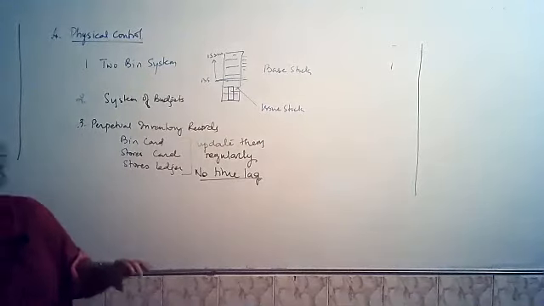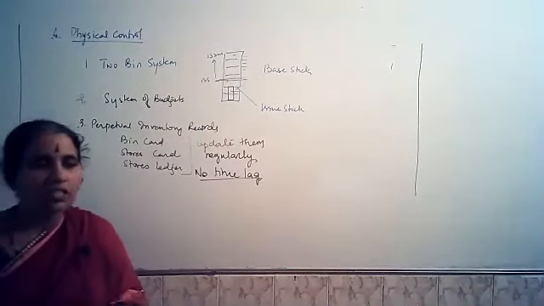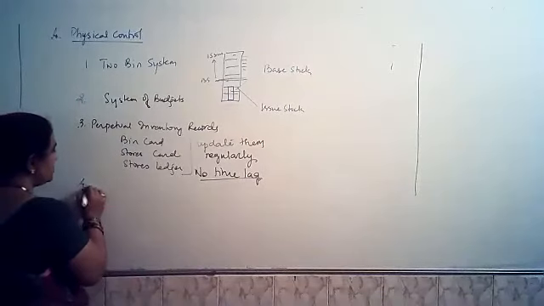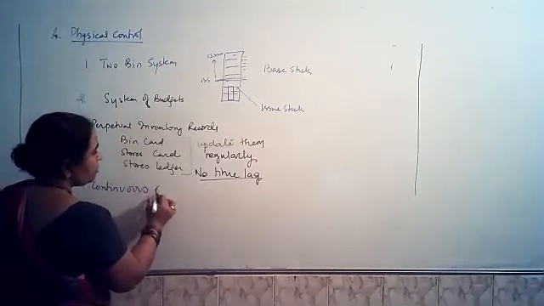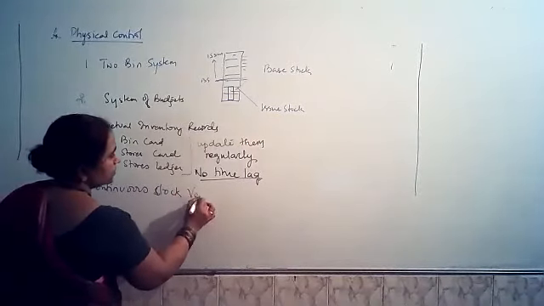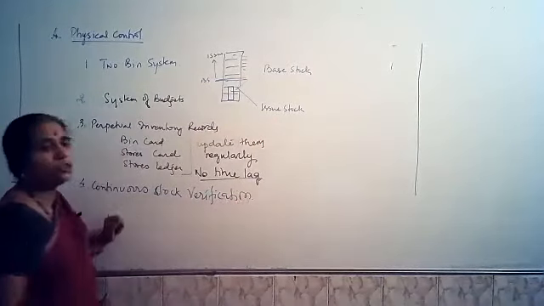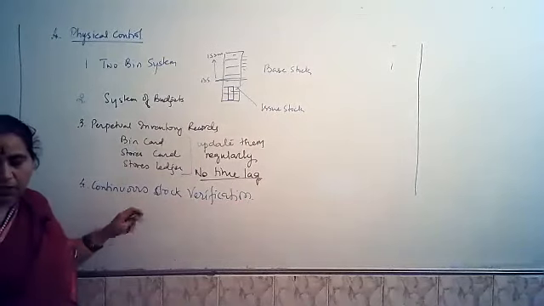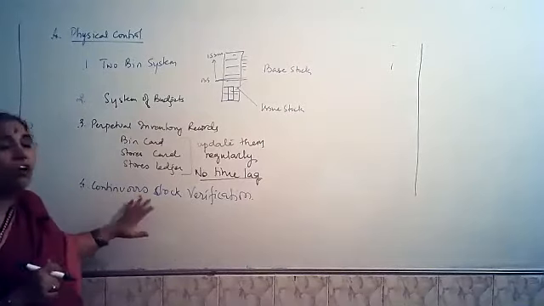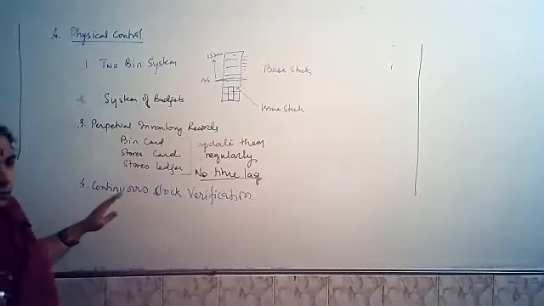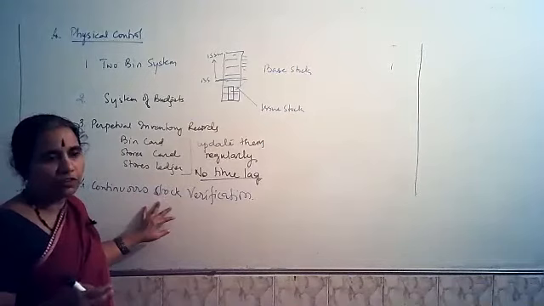The last one we have for physical inventory is continuous stock verification, the fourth one. That means you are continuously verifying the stock. Stock verification can be done in two different ways: one is periodic and one is continuous. Continuously, you do the stock verification.